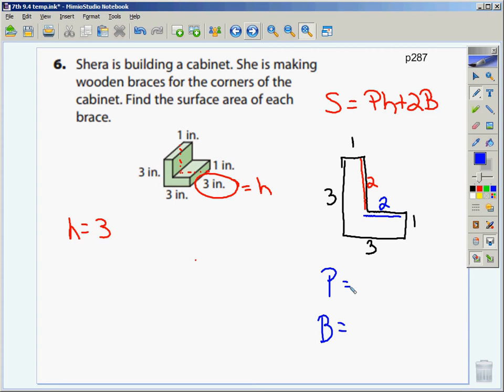Listen, P and B both come from this L-shaped figure. How do I find the perimeter? Add them all together. I'd take 3 plus 3 plus 1 plus 2 plus 2 plus 1, all the way around the outside. It's 12.